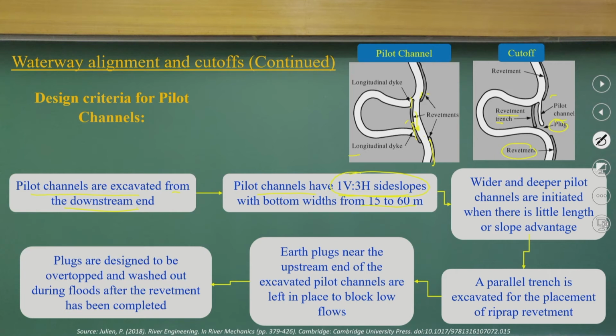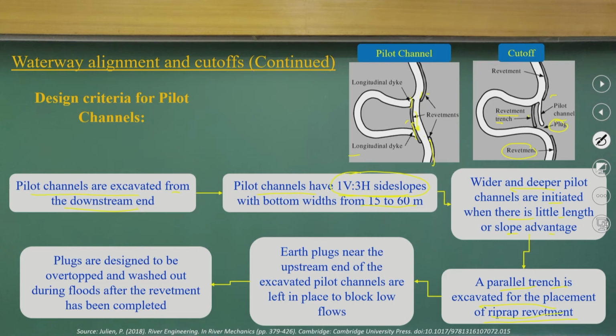Wider, deeper pilot channels are initiated with their length and slope advantages. Once you make the pilot channels, it can slowly initiate the flow process. A parallel trench is made, with the placement of riprap revetments. We make a trench, okay. In that trench we put the stone riprap revetment.